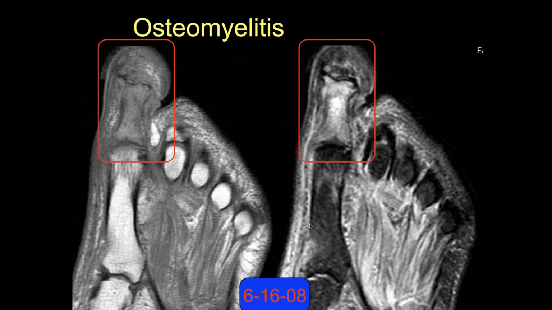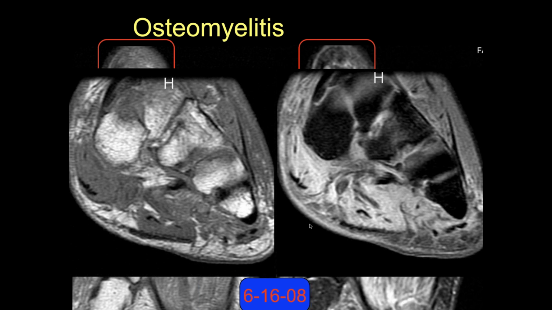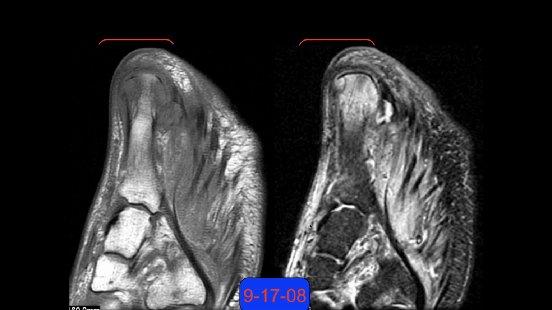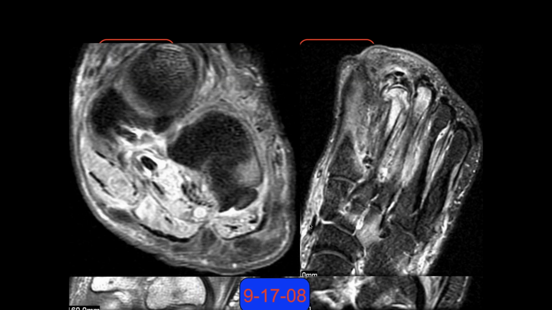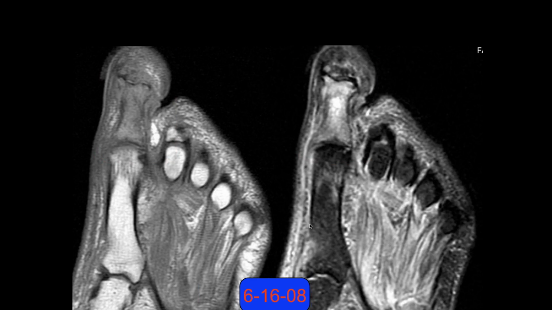Okay, this is on 6/16/08. And there it is again. And here's 9/17/08. Well, now you can see it's progressed into the distal aspect of the first metatarsal, and this could be early septic arthritis as well. And it's progressing also along the second and third metatarsals distally.